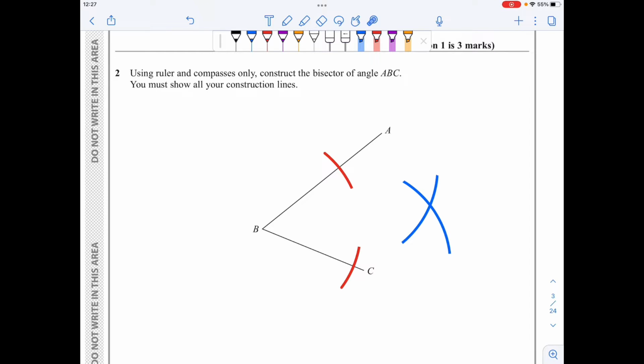Note that when drawing the 2 blue arcs, you should not change the radius of the compass. It should be exactly the same. And then in the final step, join B to this new point of intersection using a ruler.